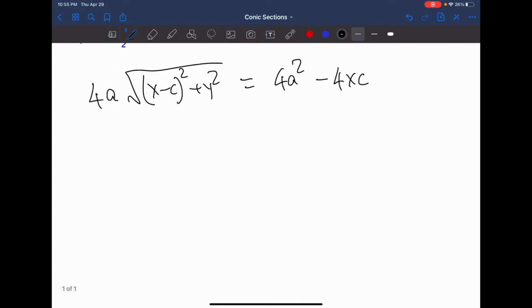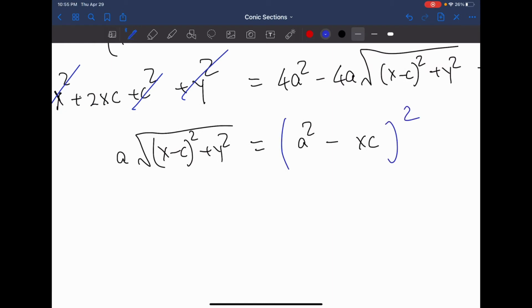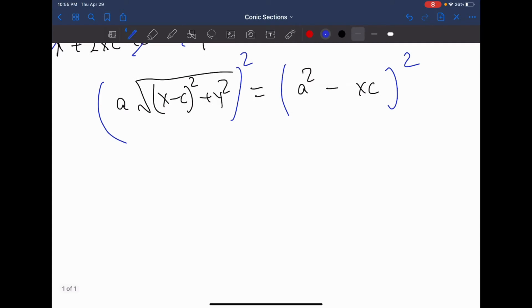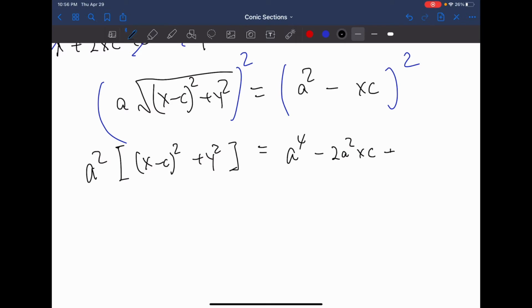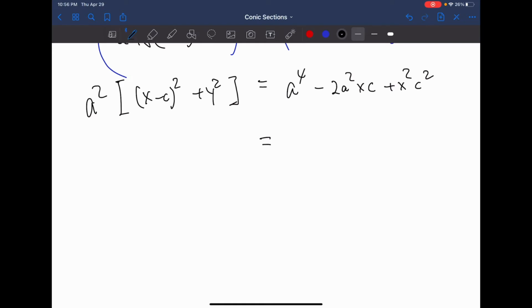And we notice that there is a common factor of 4. So let's factor that out. That is not a problem. And let's square both sides once again to get rid of this radical. So we have a squared times this thing. I'll just use brackets over here to differentiate these. Y squared is equal to a fourth times this, 2a squared xc plus x squared c squared, and a squared times x squared minus 2xc plus c squared plus y squared. Actually, we can use parentheses instead of brackets because there are no parentheses inside of the brackets anymore. And that would be what we have over here.